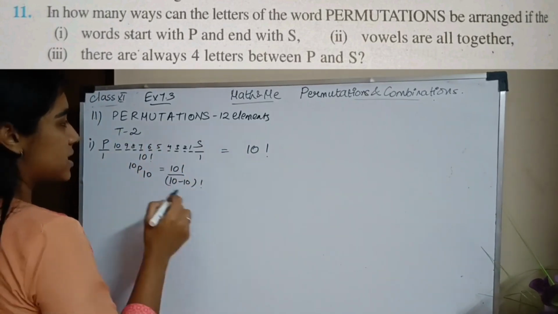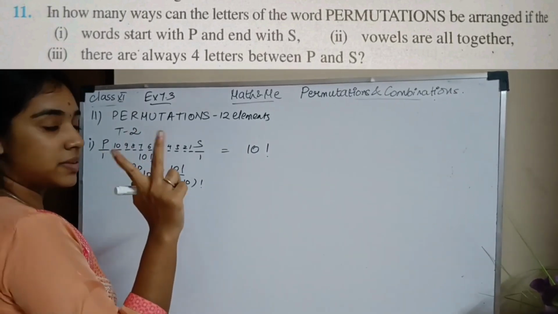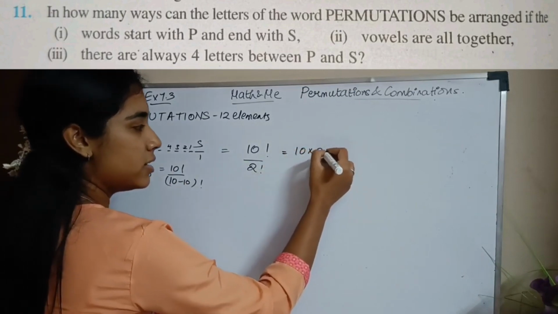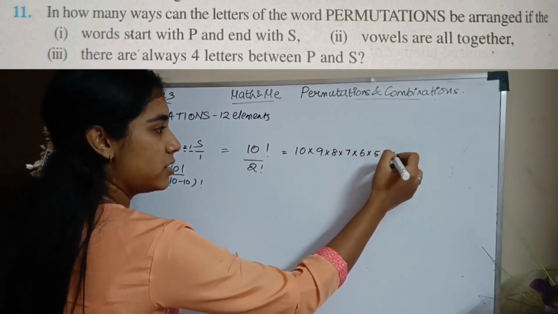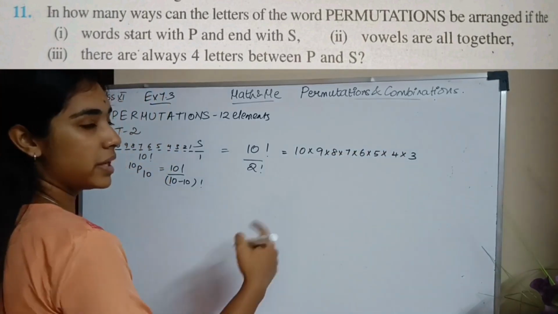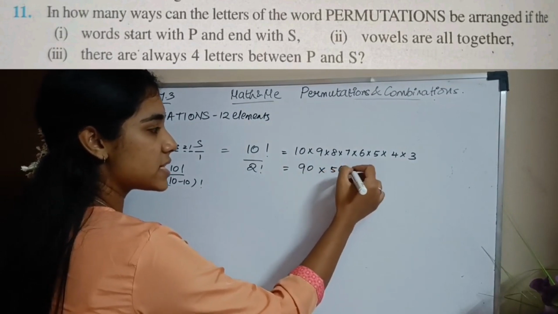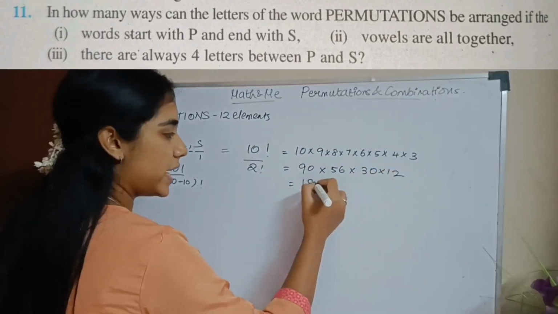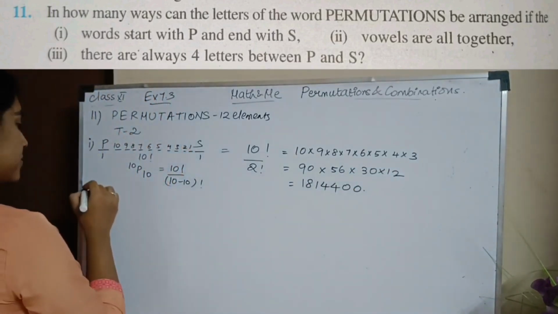But you have to take into consideration the 2 factorial that you have here. T has come twice, right? So divided by 2 factorial. So I'll be left with 10, 9, 8, 7, 6, 5, 4, 3 divided by 2 factorial, 2 factorial. So I have 90, 8 7s are 56, 6 5s are 30, 4 3s are 12. So I have 1814400. Okay, that many ways of representing.